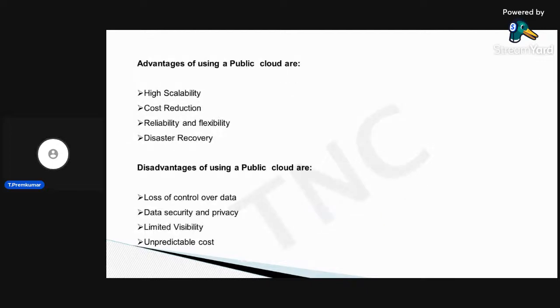The advantages of public clouds are high scalability, cost reduction, reliability and flexibility, and disaster recovery. The disadvantages of public clouds are loss of control over data, data security and privacy issues, limited visibility, and the last one is unpredictable cost.